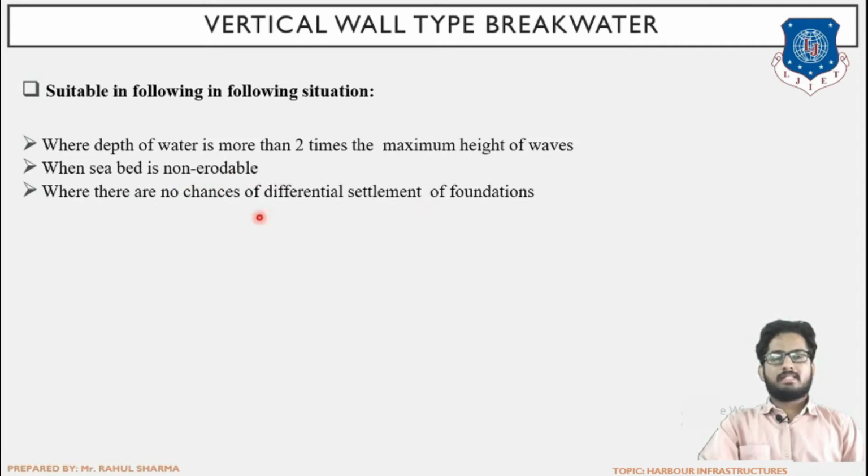In the case where there is differential settlement of foundation, it means that, say for example, along the extent or periphery of the breakwater, in some places the settlement might be more, in some places there might be no settlement, and in some places little settlement. As this is a masonry construction, if there is differential settlement varying along the periphery or circumference, that might create a failure. So wherever we are suggesting the vertical wall type breakwater, we have to make sure there is no chance of differential settlement of soil.